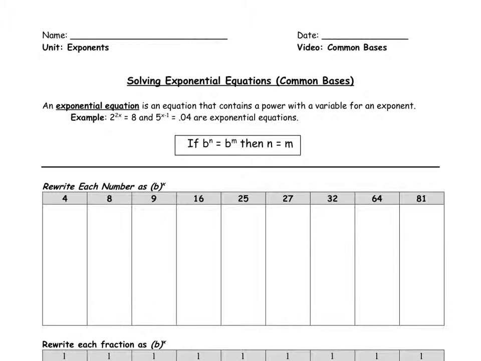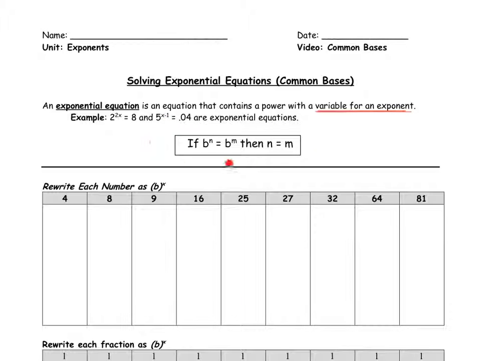Hi everyone, in today's lesson we're going to talk about solving exponential equations, or in other words, finding common bases. So first off, what is an exponential equation? An exponential equation is an equation that contains a power with a variable for an exponent. So if I'm trying to solve for a variable that is in the exponent. For example, 2 to the 2x equals 8 is an exponential equation because there's a variable in the exponent. Same thing with 5 to the x minus 1 equals 0.04.